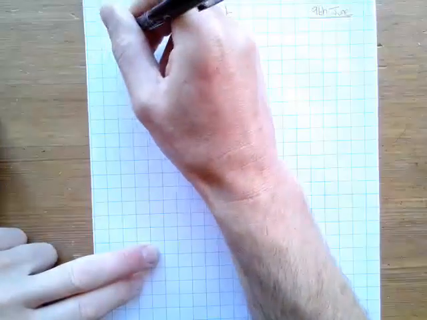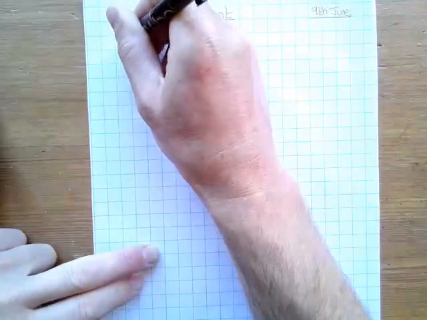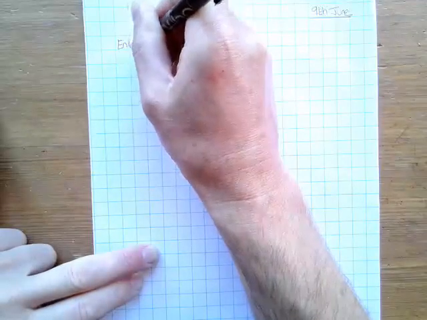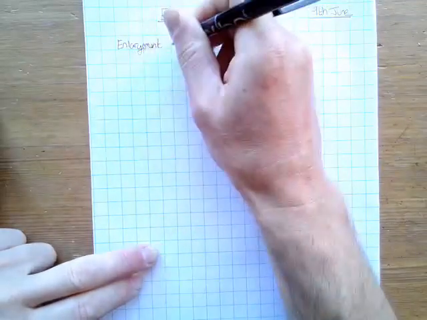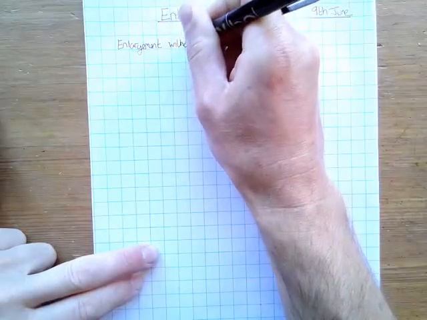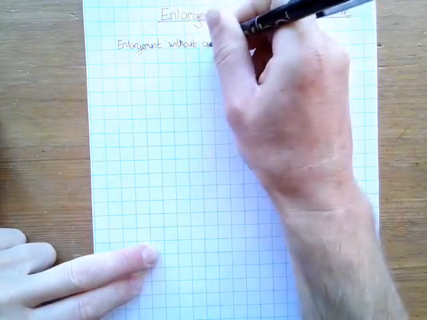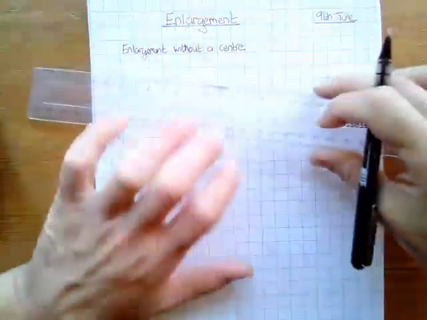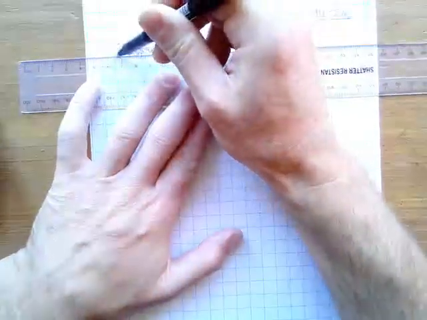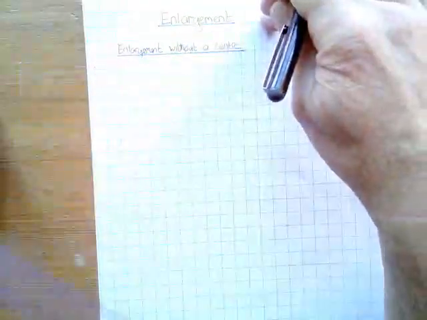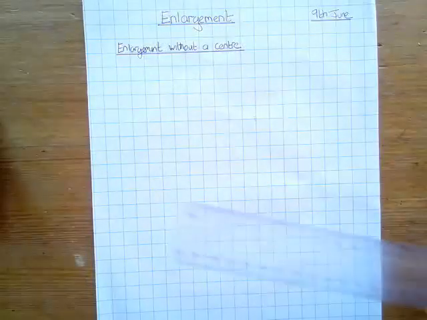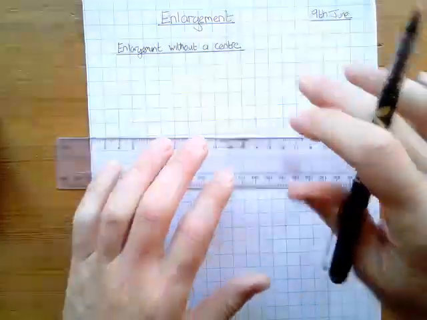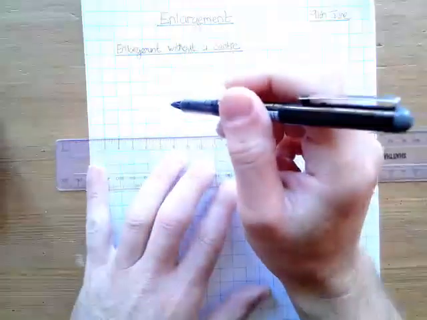Okay, so I would call this enlargement without a centre. I'll come back to what I mean by that when I do the second example in a minute of an enlargement where there is a centre. So with enlargement without a centre, it's simply a case of making a shape bigger or possibly smaller. We'll come to that in a minute.